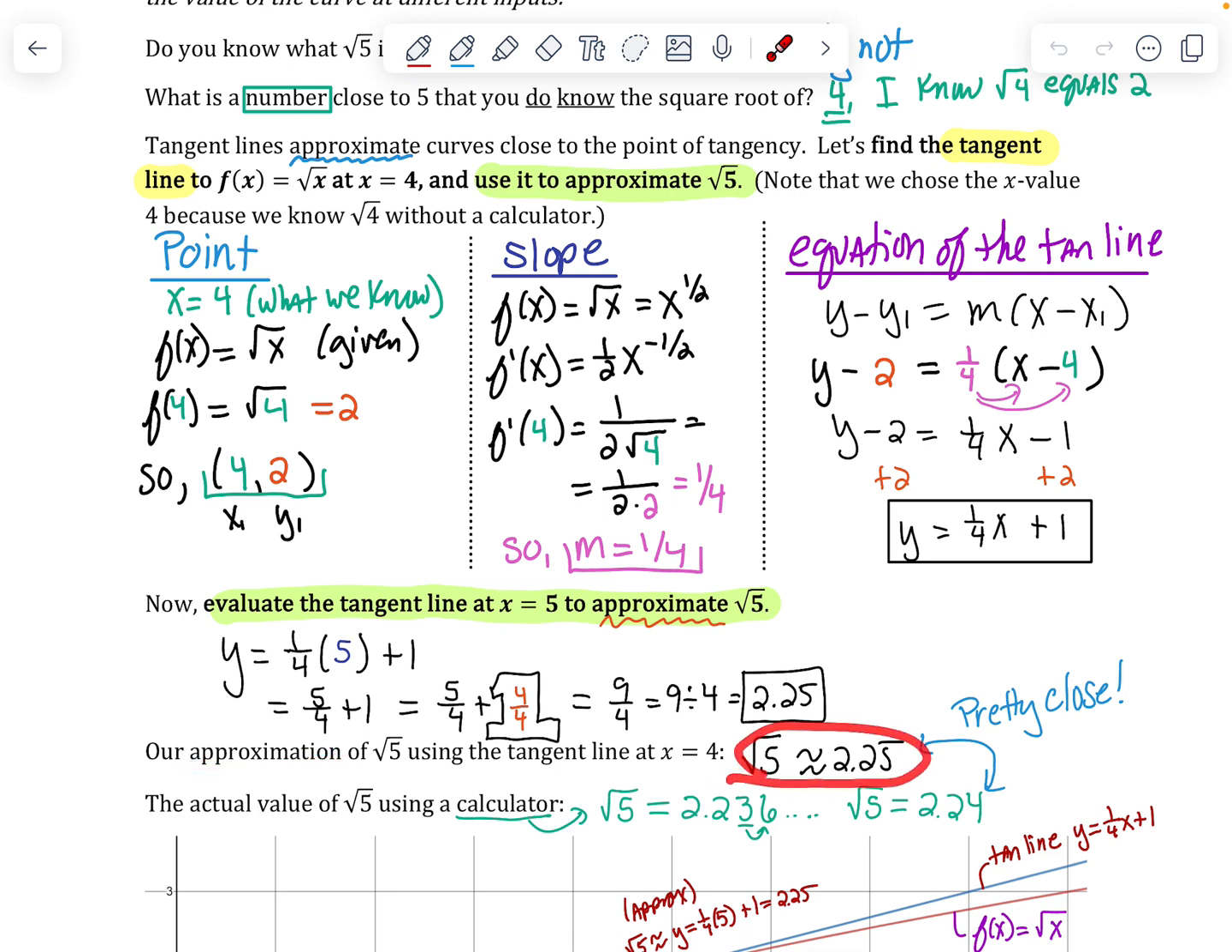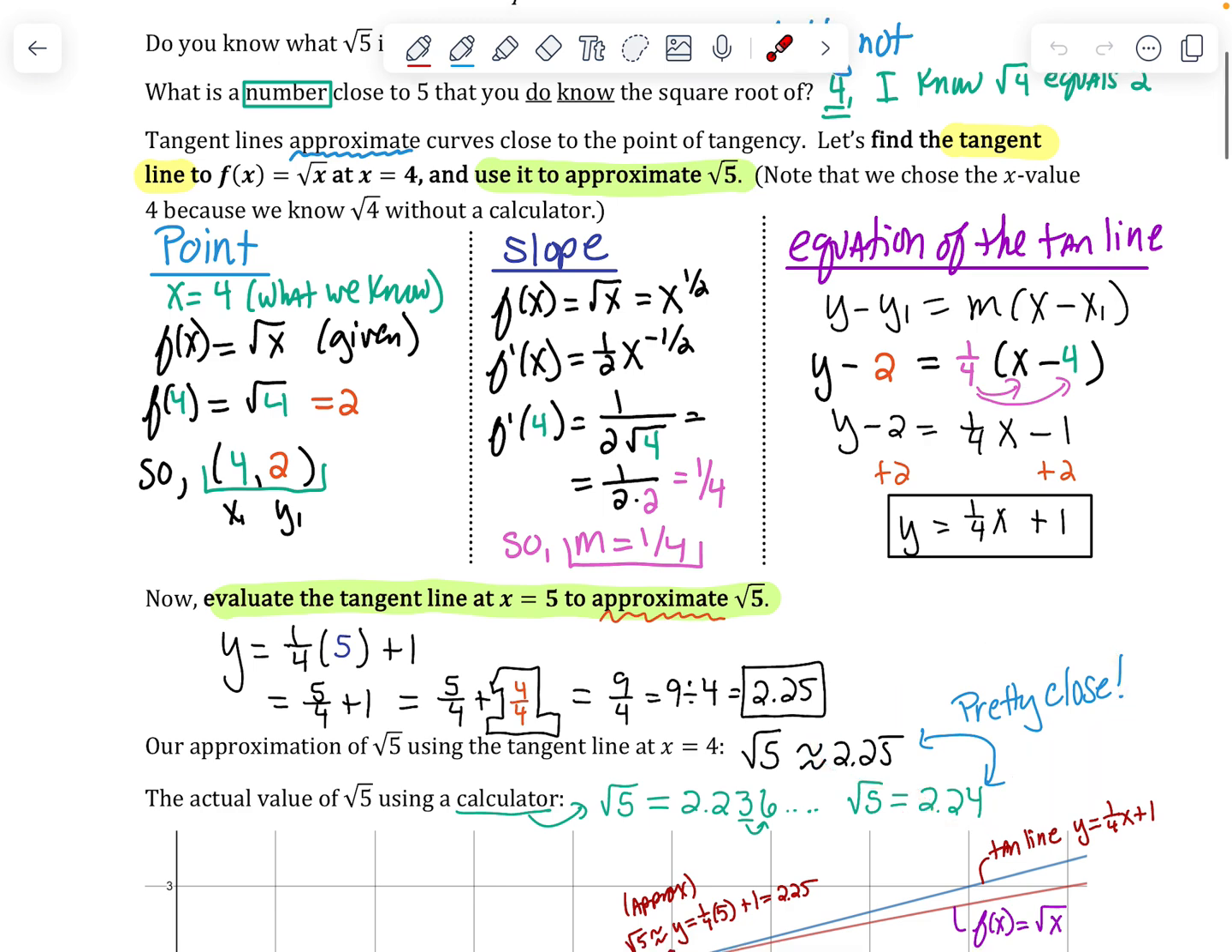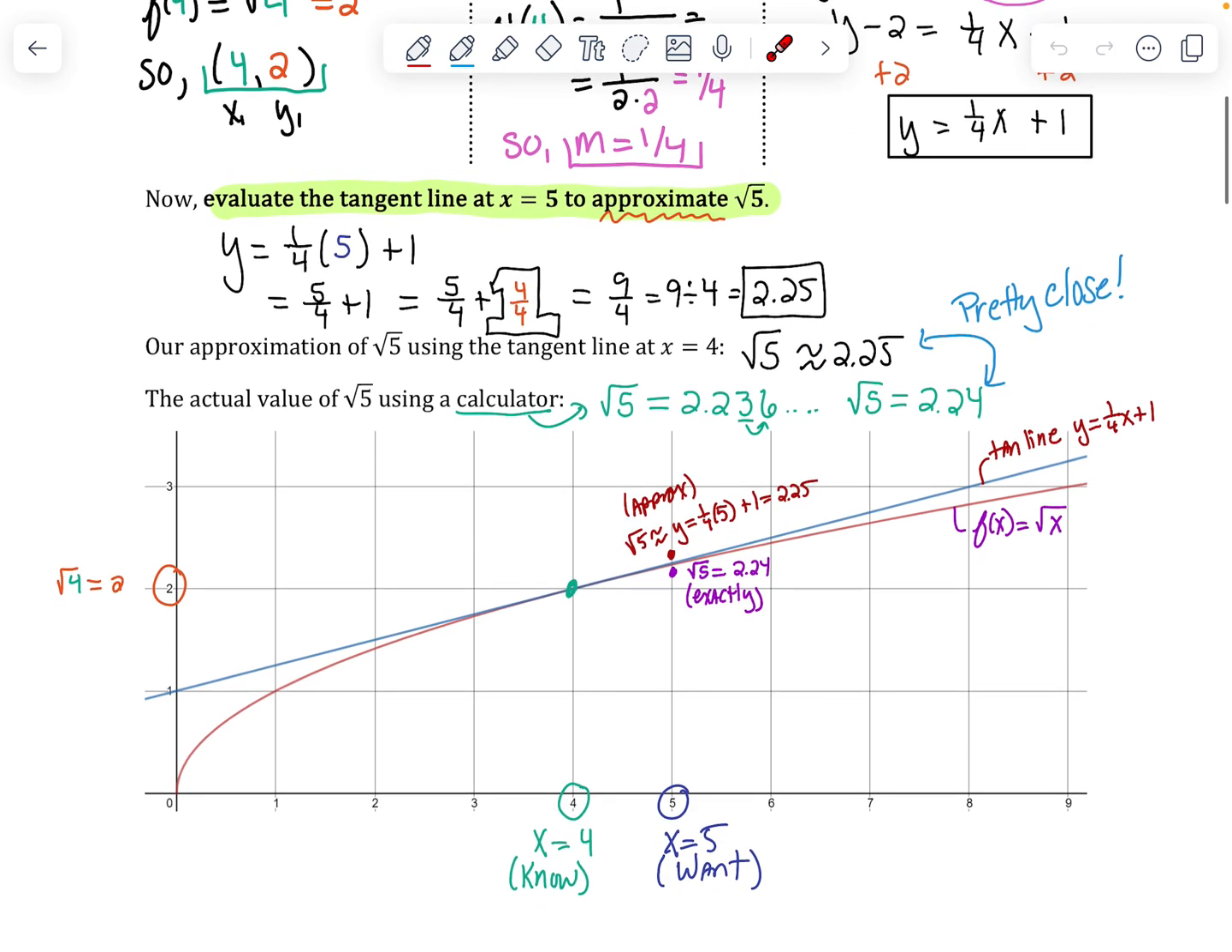So our approximation is 2.25. But if you got out a calculator and typed in the square root of 5, it's going to keep going in terms of decimals. But if we rounded it at the hundredths spot, we would end up with 2.24. So our approximation is pretty close.